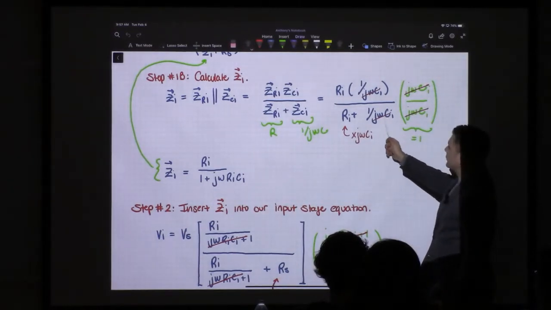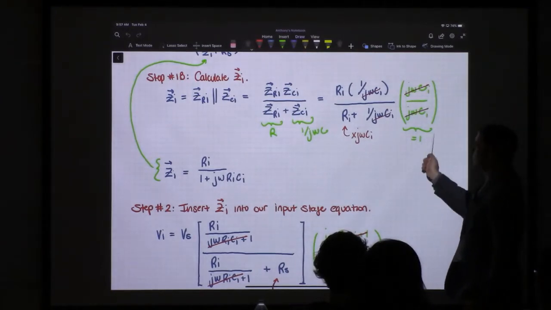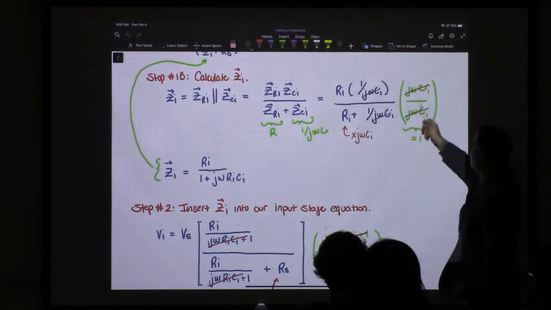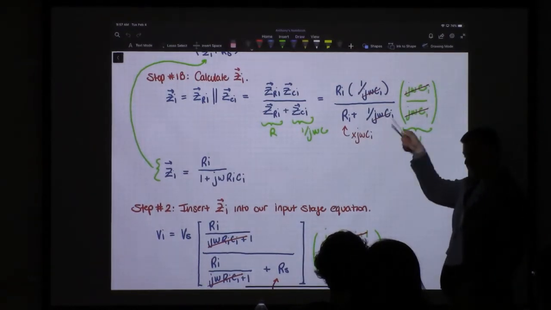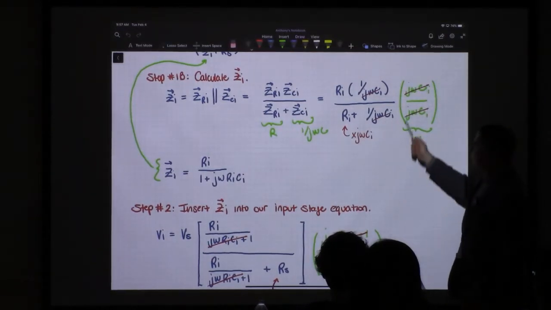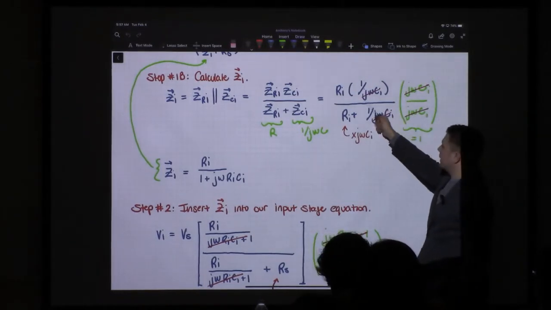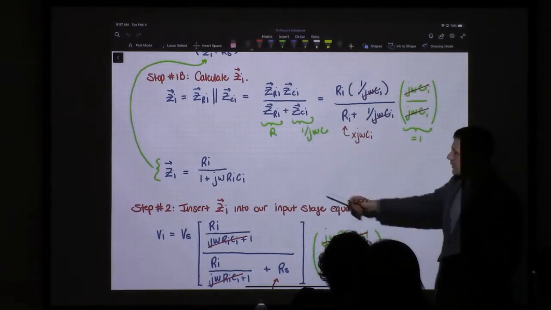We don't want to have fractions in the denominator. I made a little change here because this is actually a faster way of doing it. We can multiply by 1 over itself using the denominator from the fraction in the denominator. So j omega ci over j omega ci cancels this out and leaves us with Ri j omega ci. So we get this down here.